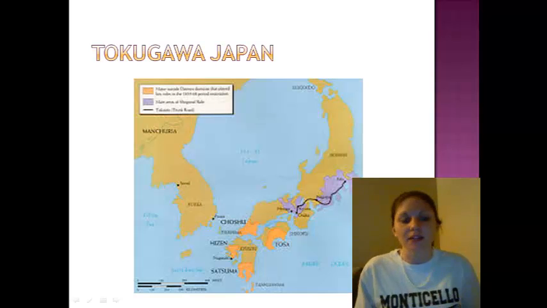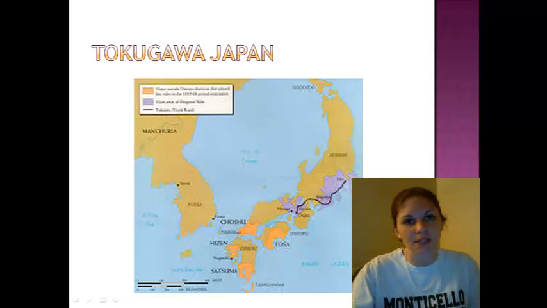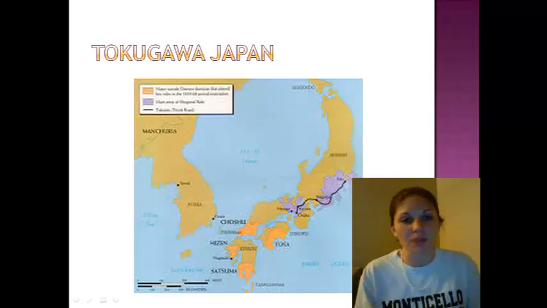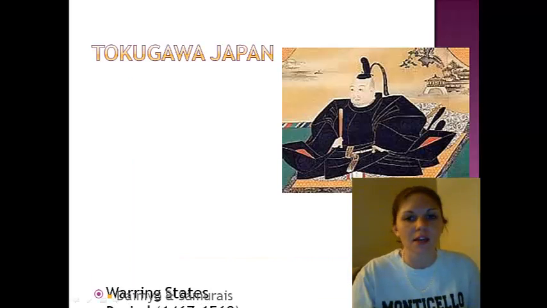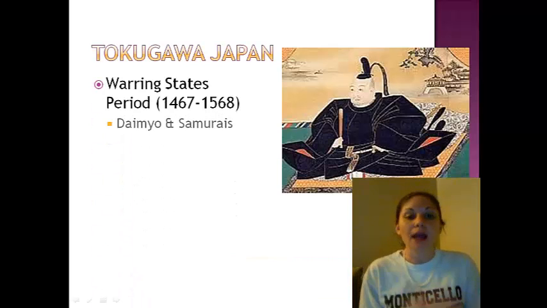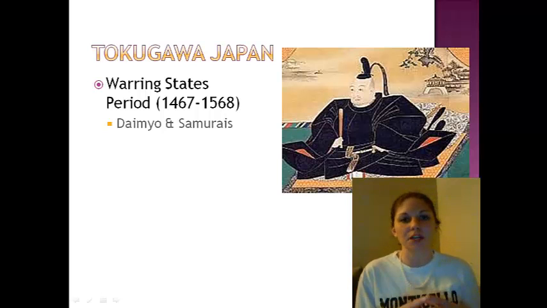Tokugawa is a leader of Japan during this time, and that's why it's called Tokugawa Japan. It's not necessarily the name of the country at the time, but it's the period. So prior to this, Japan was in what was called the Warring States period. The old system of feudalism that had been in Japan previously had fallen apart. The country was in chaos. Between 1467 and 1568, there was a civil war that led to this unrest and this chaos in the country.